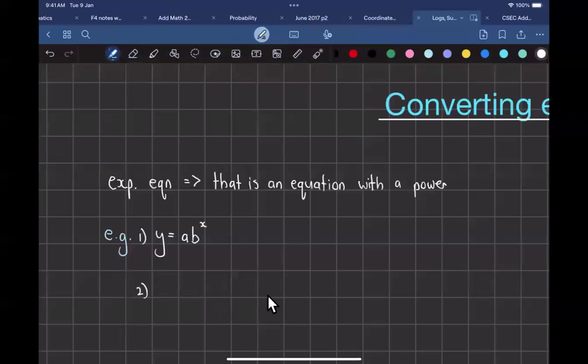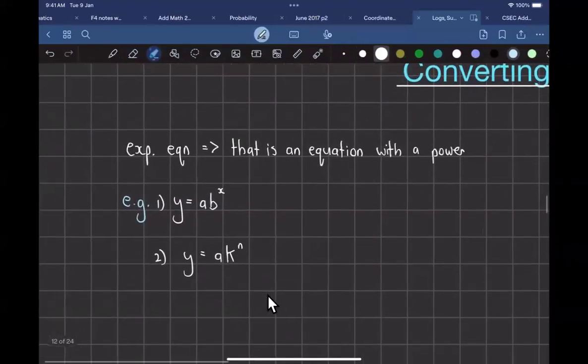Let me get another example. Let me just say we had y is equal to a k to the power n. That's another example. So you see we have powers, right? These are exponential equations. We have powers. Cool.